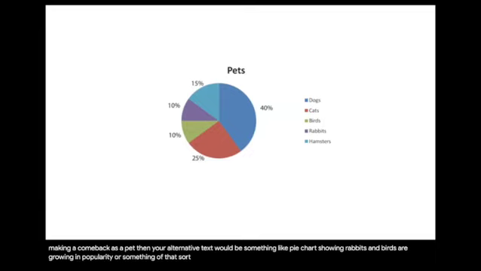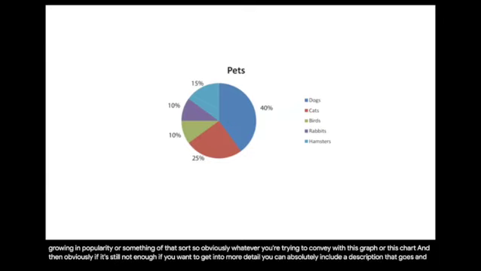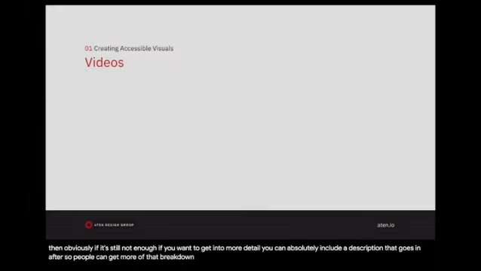So obviously, whatever you're trying to convey with this graph or this chart is what you want to put as your alternative text. And then obviously, if it's still not enough, if you want to get into more detail, you can absolutely include a description that goes in after so people can get more of that breakdown.